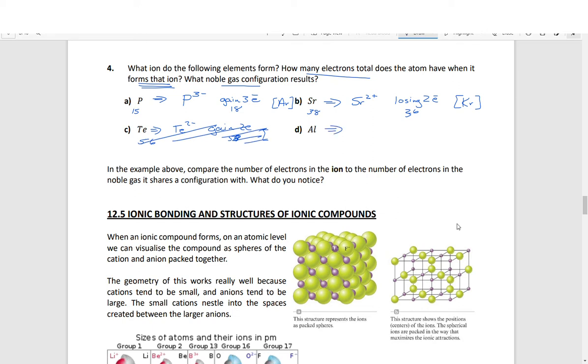Okay, so aluminum, let me just double check. Hang on here. Tellurium, 2 minus, 54, and xenon. It loses 2. 2 plus?